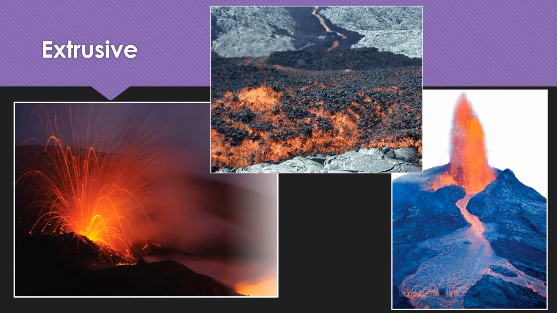So what we have here on the left is known as a strombolian eruption. On the right, we have a lava fountain, and in the middle is a lava flow. So each of these will cause different types of rocks to form.